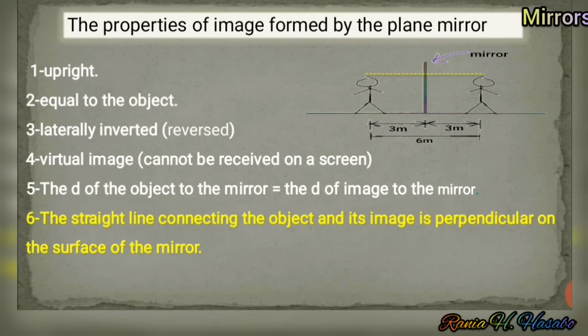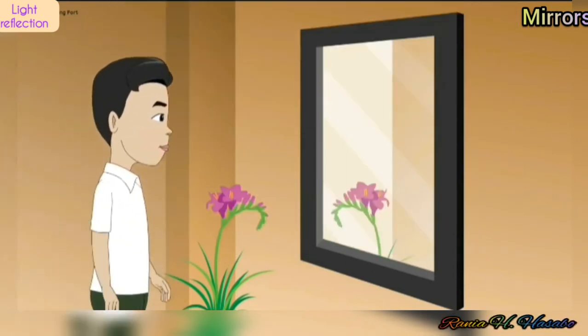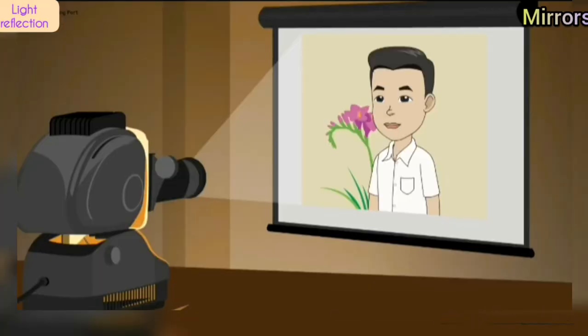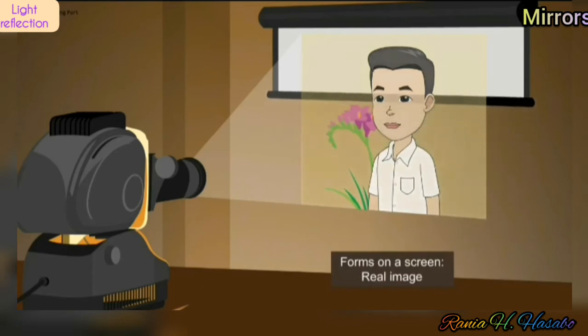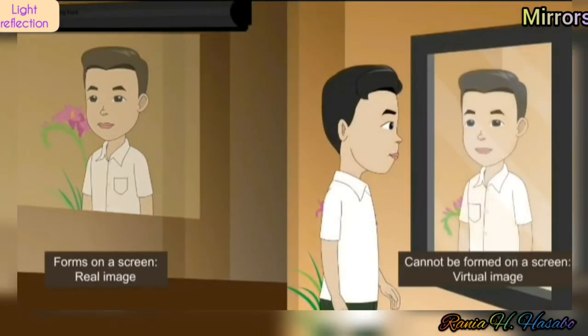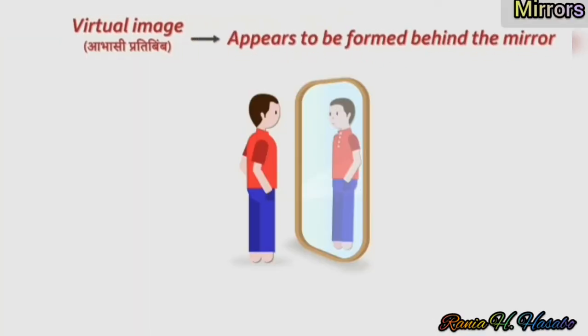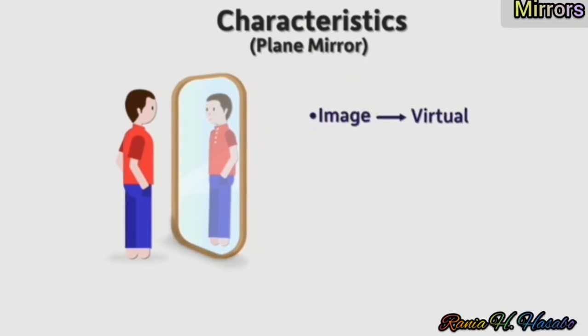the mirror. When we stand in front of a plane mirror, we see an image of ourselves in the mirror. The image formed in the mirror is a virtual image, not real. While the image formed on a screen, such as that produced by a projector, is a real image, which can be received on a screen. An image that can't be formed on a screen is a virtual image that appears to be formed behind the mirror.